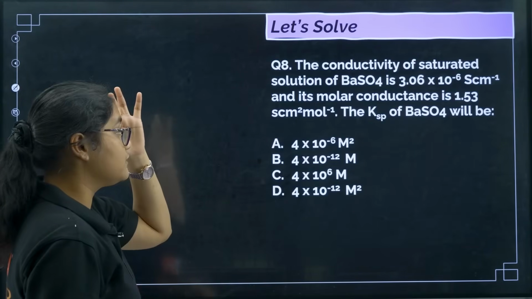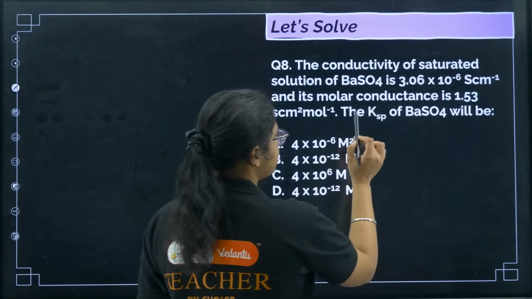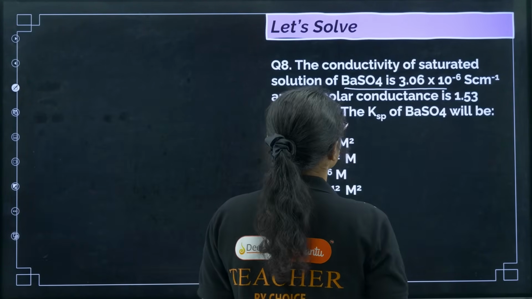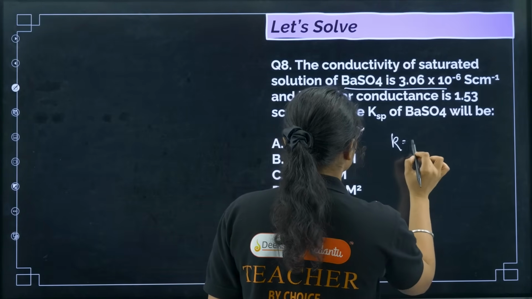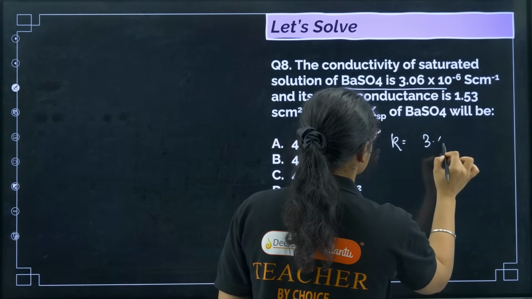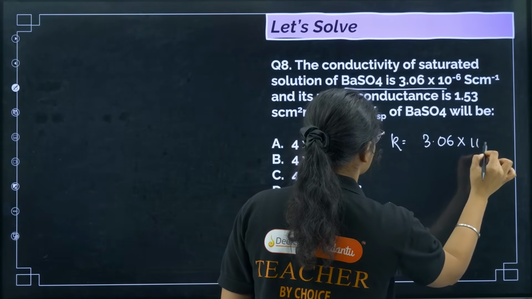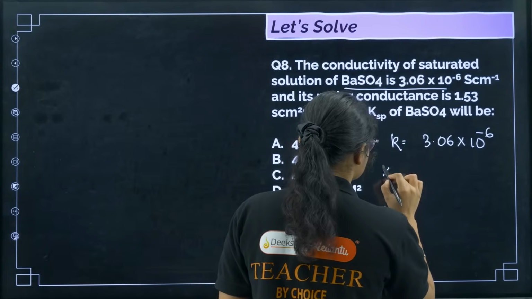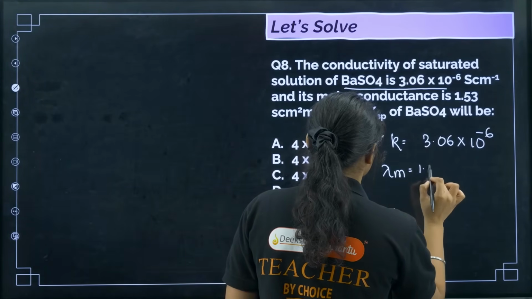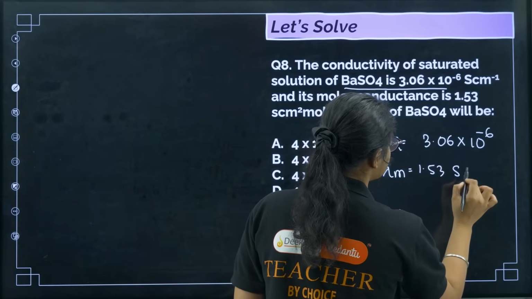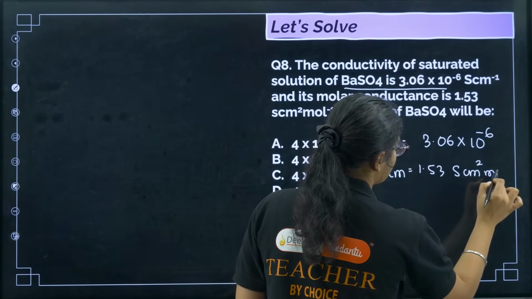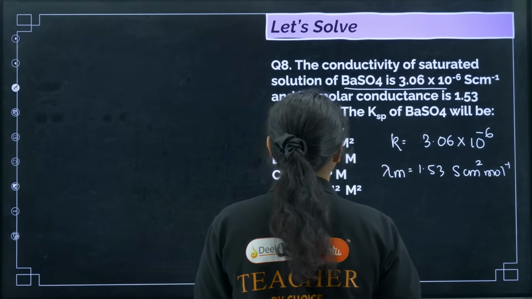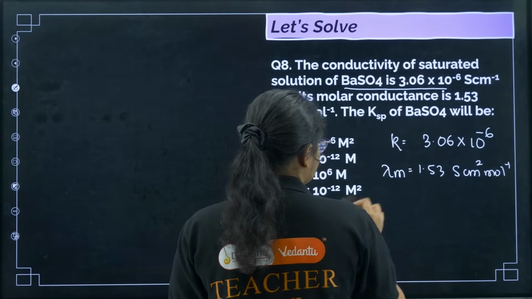Next, the conductivity of a saturated solution of BaSO4 is given to you. The conductivity, the kappa value, is given for BaSO4, that is 3.06 into 10 to the power of minus 6. Its molar conductivity is also given, that is 1.53 S centimeter square mole inverse. Next, we have to find KSP.